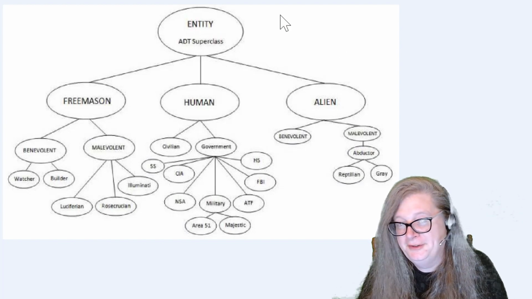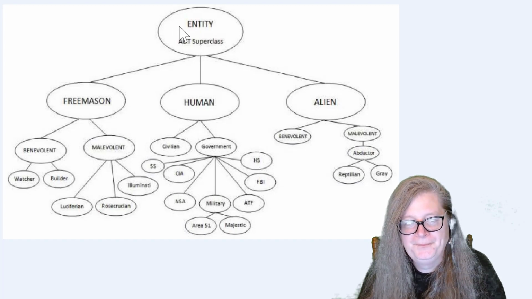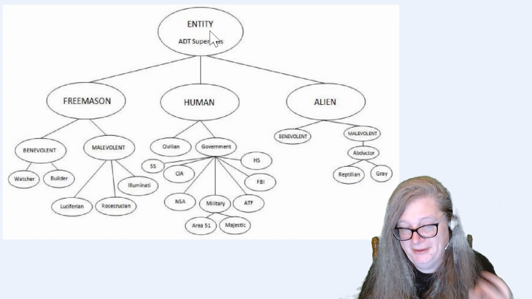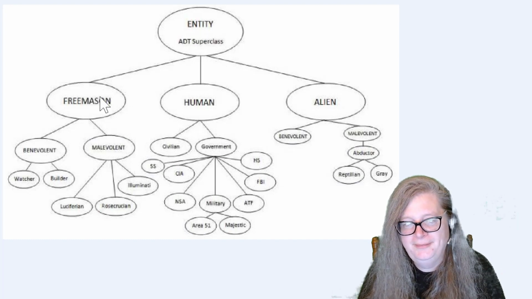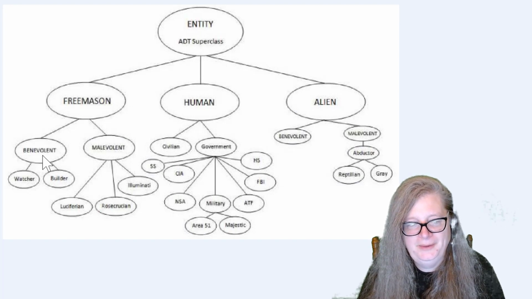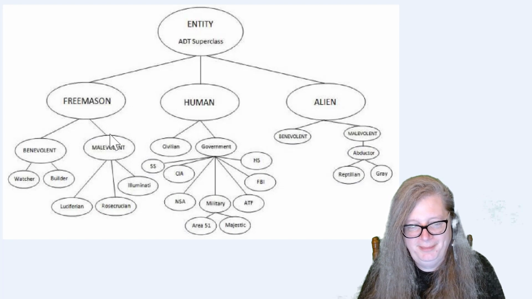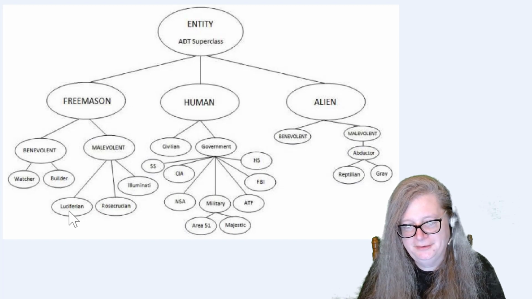Well, I had to create a class hierarchy for that game. So in this case, the abstract data type, the ADT or superclass, the parent class object was entity. From that, Freemason, human, and alien inherited. And then from that, we have Freemason good guys who are benevolent. We have Freemason bad guys who are malevolent. And in the benevolent kind, there's a watcher and a builder. And the malevolent kind are Luciferians, Rosicrucians, and Illuminati.